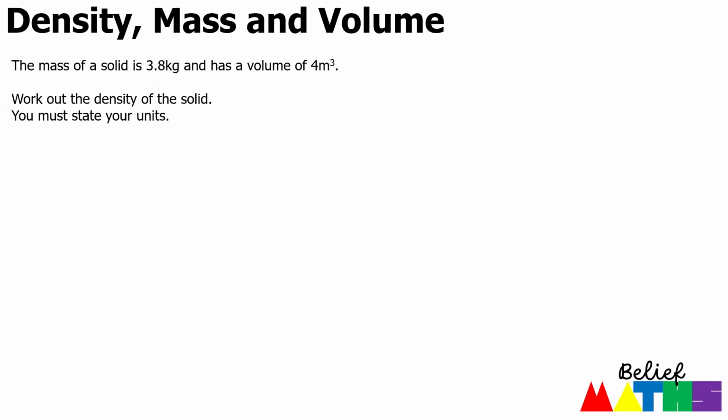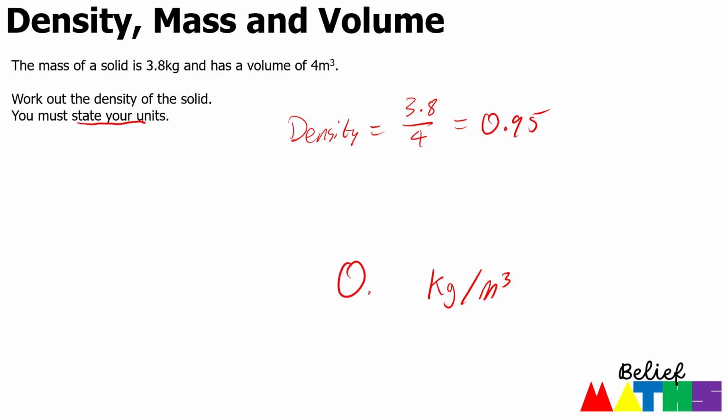Similar idea here, density, mass and volume. So it gives us the mass, it gives us the volume, asks the density, and it asks us to state our units. And that's really important because actually, if you can state your units, you'll remember the formula, but also that's worth 1 mark. So even if you can't do the calculation, you do get a mark for your units. So in this case, your density is kilograms, the mass per meters cubed divided by volume. So density is mass divided by volume, so therefore the density is equal to 3.8 divided by 4. If we put that in our calculator, it gives us 19 over 20 or 0.95. So our answer is 0.95 kilograms per meters cubed.